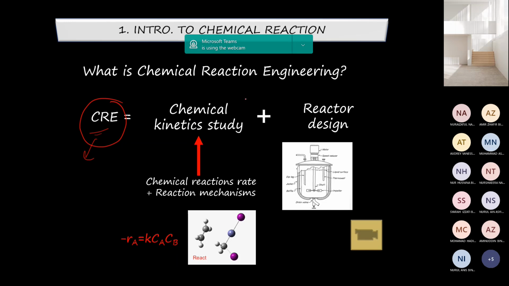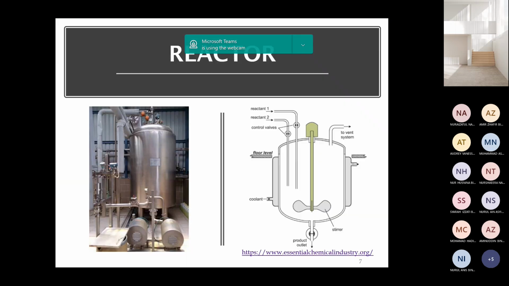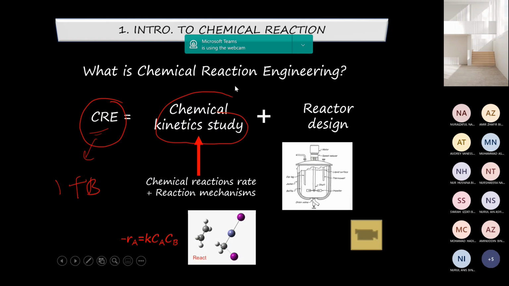Okay, so there are two major parts in Chemical Reaction Engineering, which is the chemical kinetic study. Okay, it's about the chemical reaction rate. How the reactant, for example, A plus B is equal to C. So how the reactant here reacts with another reactant to form a product, which is the C.